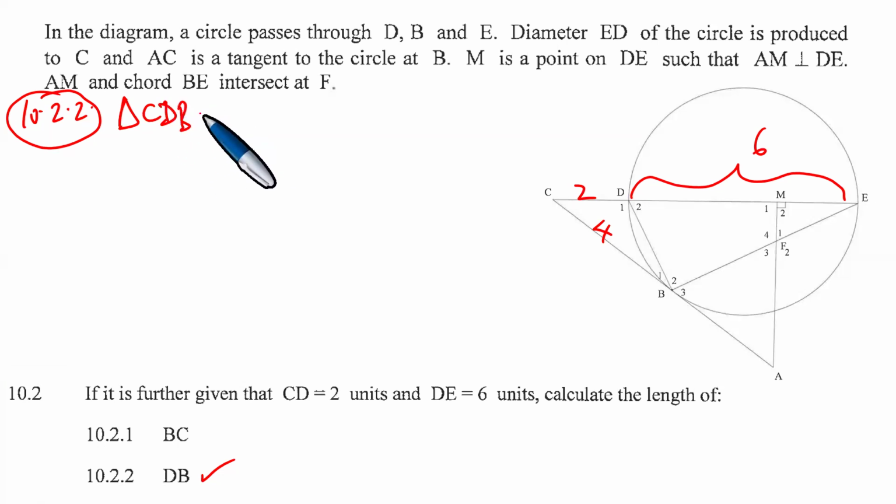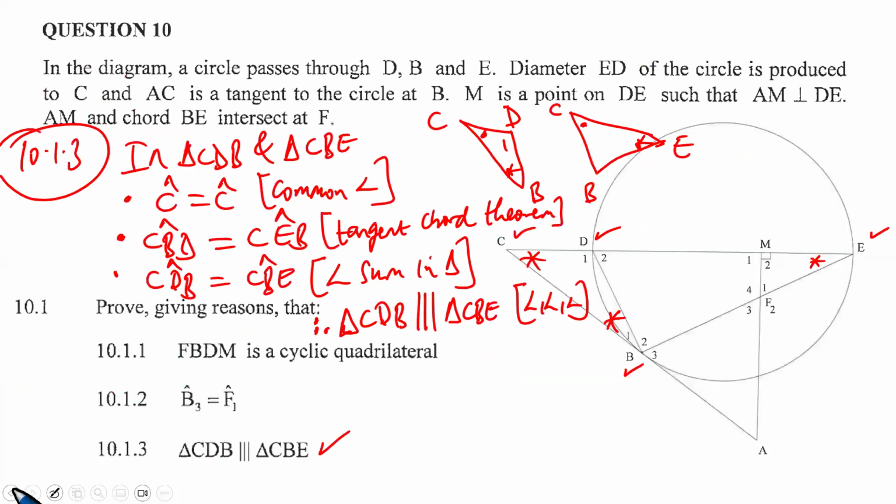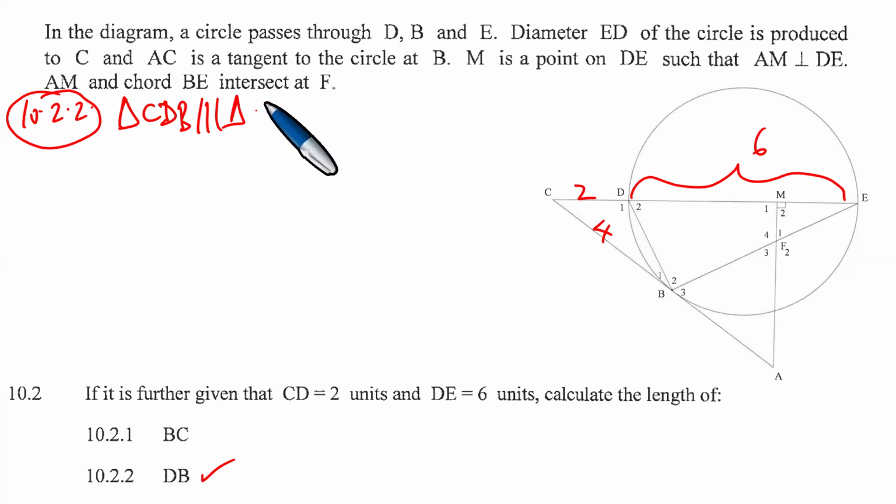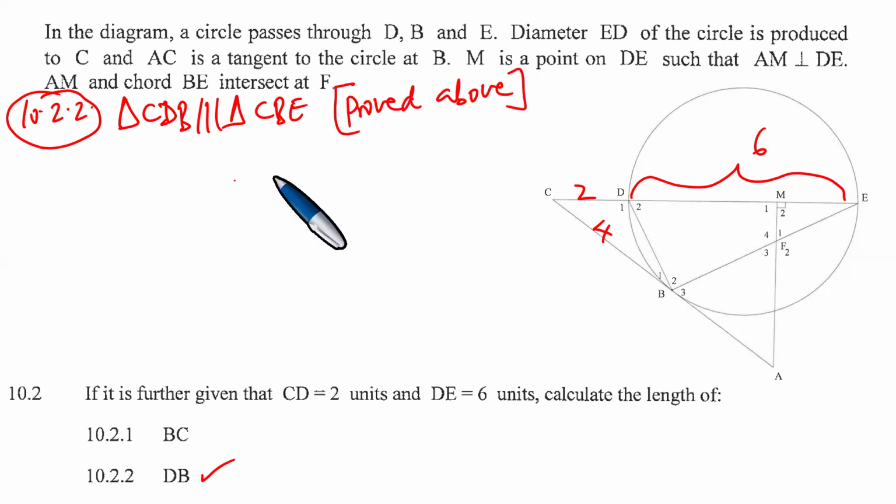CDB is similar to triangle CBE. Okay, check the other one. Okay, look, these are similar. Why? Because it was proved above. We proved that these triangles are similar.